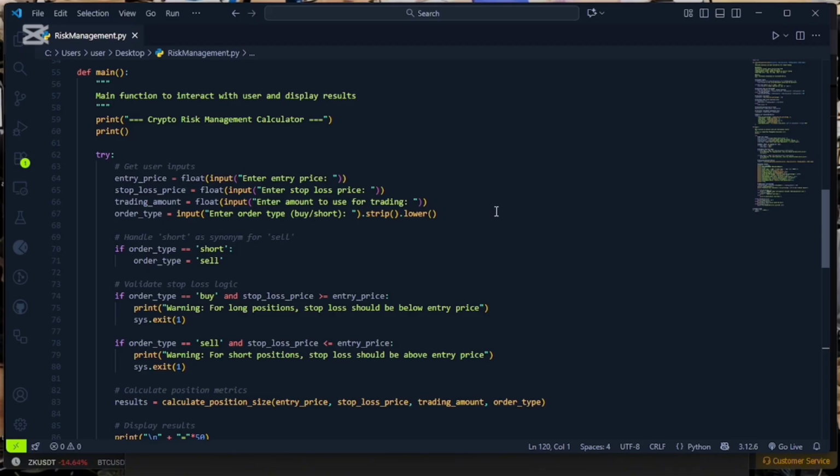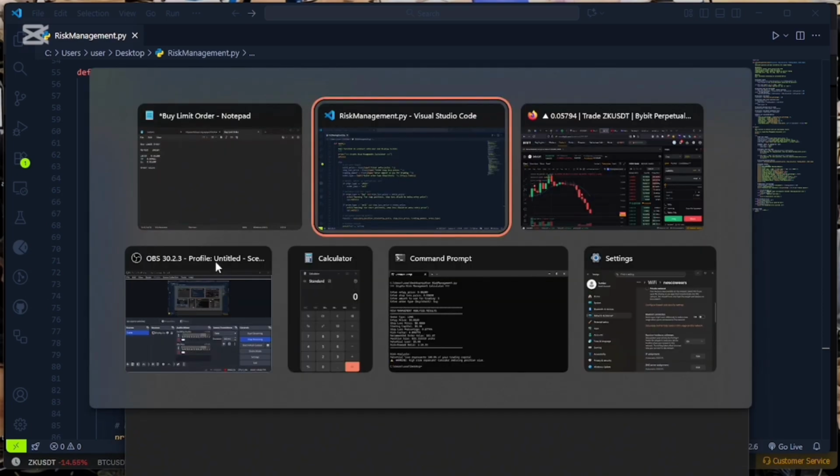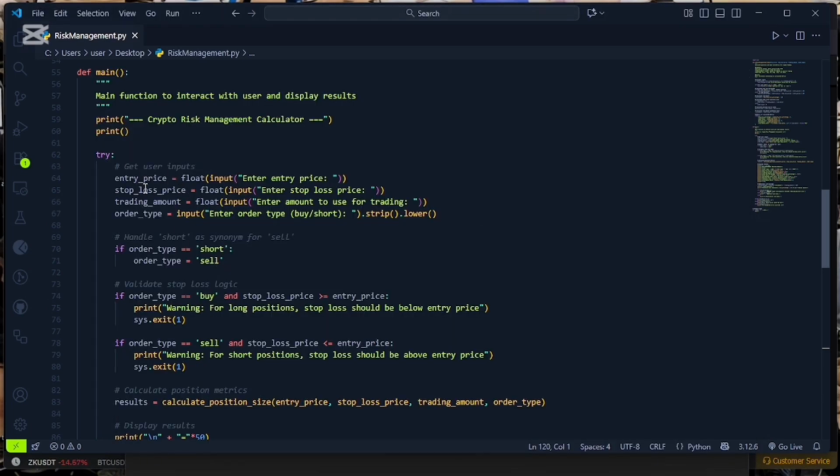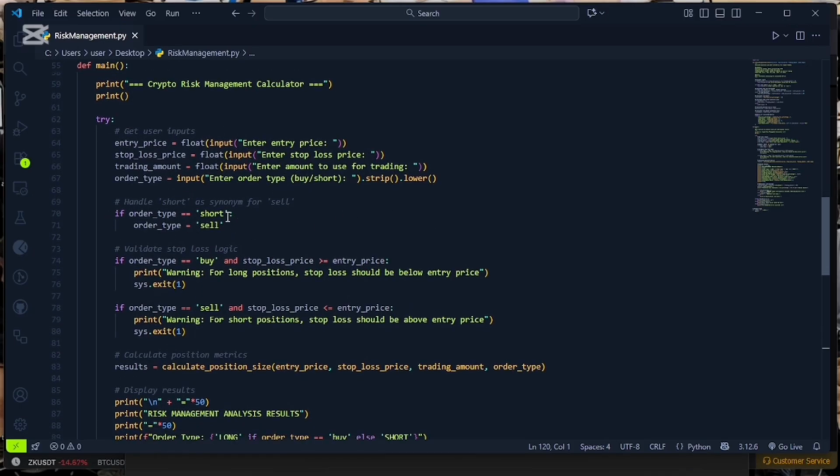How do we calculate the stop loss percentage? It depends on whether you are trading short or long. According to the signal that we are using, that's a buy order.